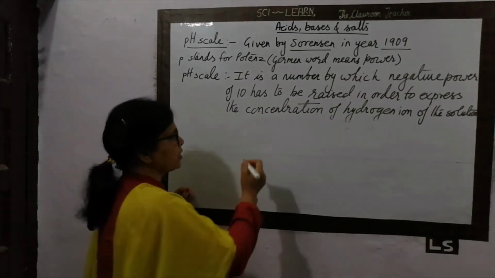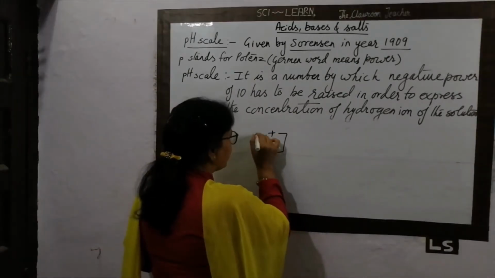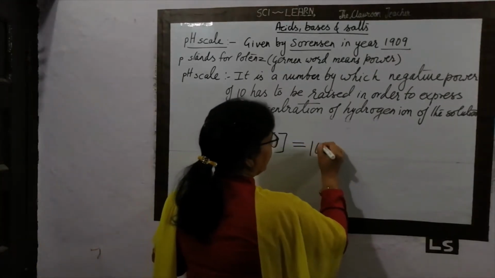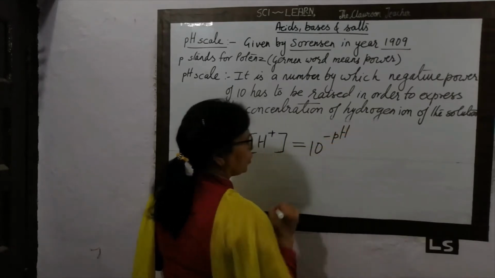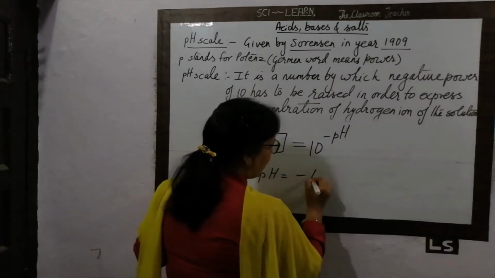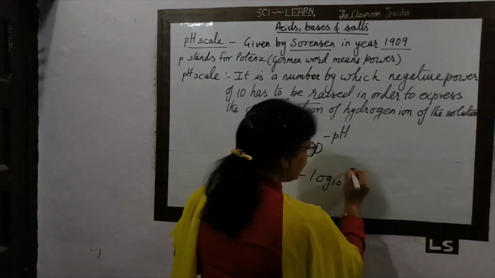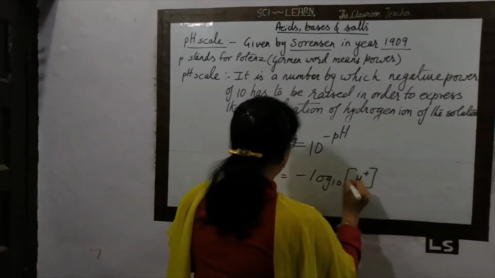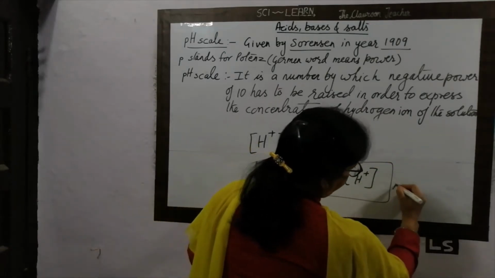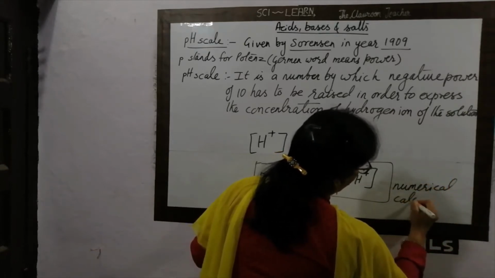Now what is the pH? It is the hydrogen ion concentration, which is denoted with this bracket. The base is 10, and it is the negative of the power. Or we are able to write it like this: pH is equal to minus log of the hydrogen ion concentration, that is, minus log of [H+]. So this is the pH. This is for numerical calculation.